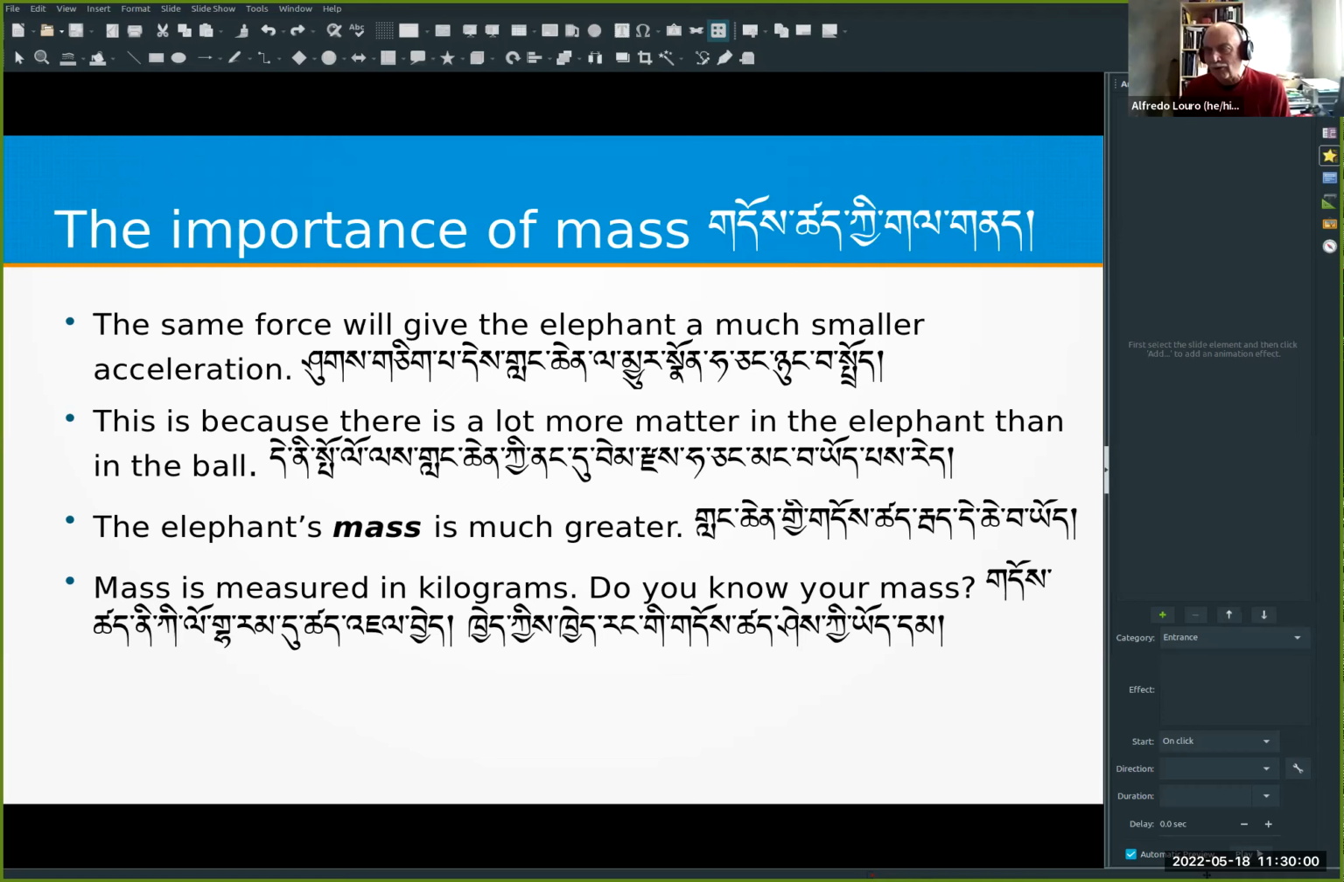Depending on the person, your mass will be, I don't know, somewhere between 70 and 90 kilograms or less. Most people, adults. Do you know your own mass?